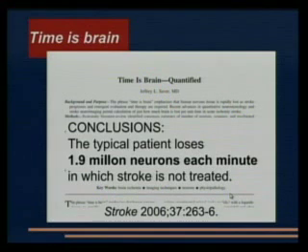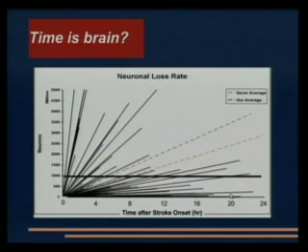This is the Saver paper, and he calculated that a typical patient loses 1.9 million neurons each minute in which stroke is not treated. This is not true, because different patients, some have total loss in the first hours, and these patients don't have any progression after 20 hours, 24 hours. You see? So it's not depending on time, it's depending on the collateral. This is the thing.